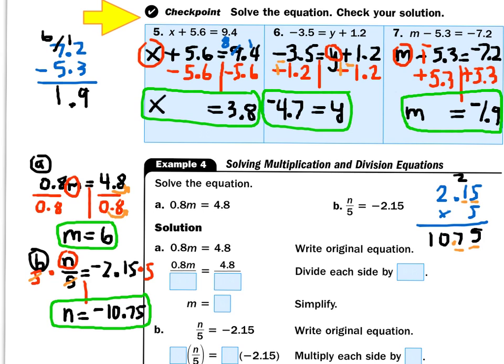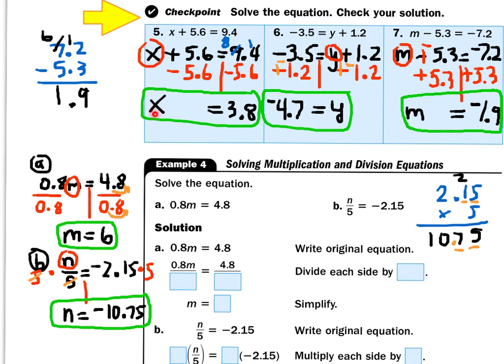Okay, take a look at the checkpoint, solve the equation, and remember, you don't have to check your solution, you just have to show your steps for me. So take a look at number 5. X plus 5.6 equals 9.4. Circle the variable, bring the wall straight down. Now look at what's touching the circle, adding 5.6. So I do the inverse. I subtract 5.6 on both sides of my wall.